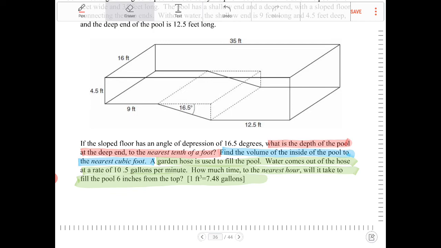Find the volume of the inside of the pool to the nearest cubic foot. A garden hose is used to fill the pool. Water comes out of the hose at a rate of 10.5 gallons per minute. How much time to the nearest hour will it take to fill the pool 6 inches from the top, provided that 1 cubic foot is equal to 7.48 gallons?